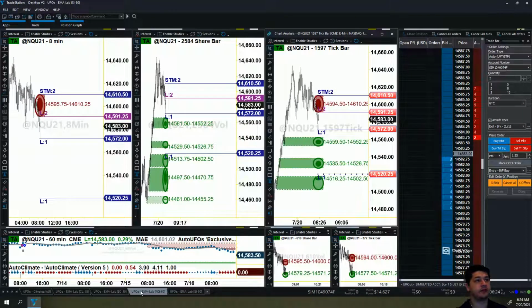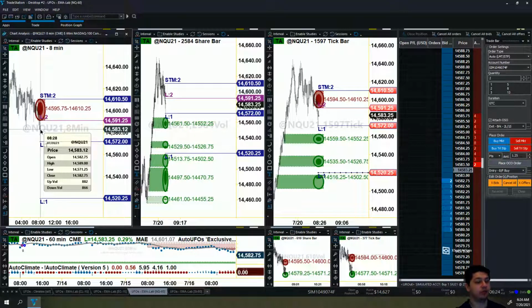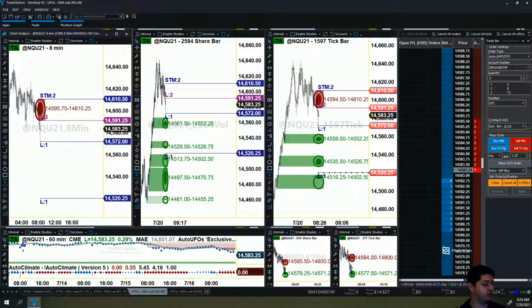All right, so NQ, okay, it's actually coming fairly close to our entry. Looks like it pushed up all the way to 589, so about 2 points shy of our entry, and it's moved down again. Obviously, the most optimal situation would have been for us to have been in this trade, and then it to have gone down to that T1 like it did.